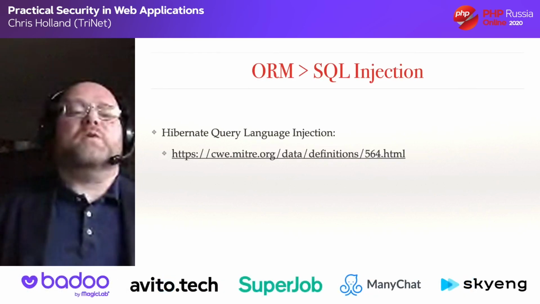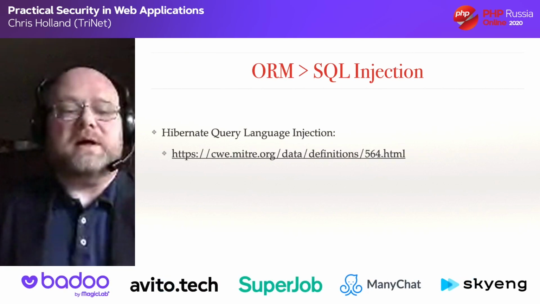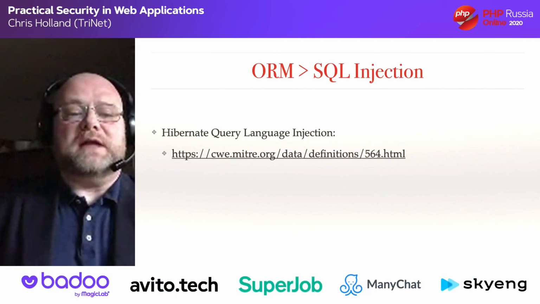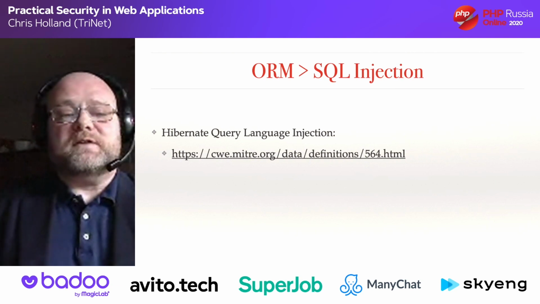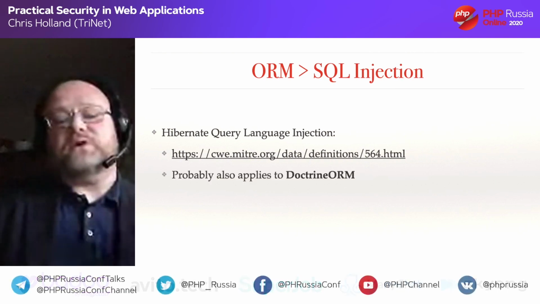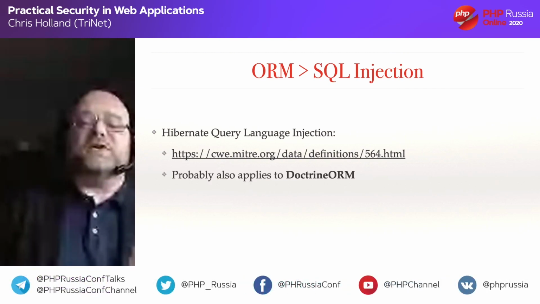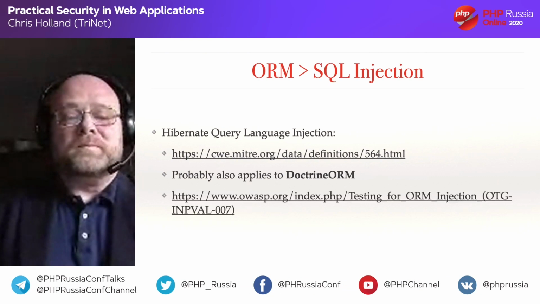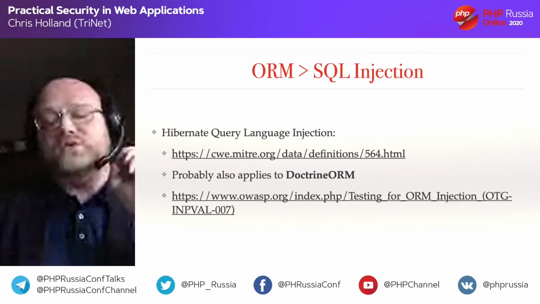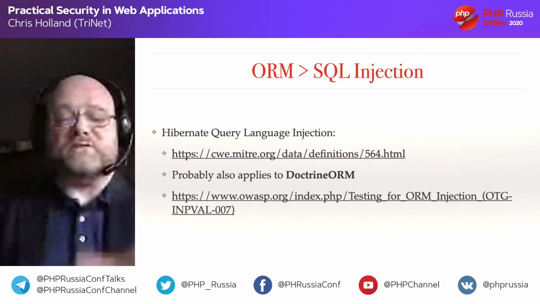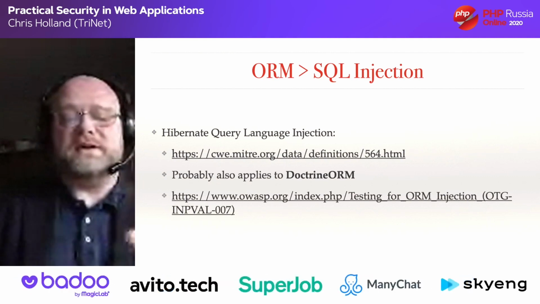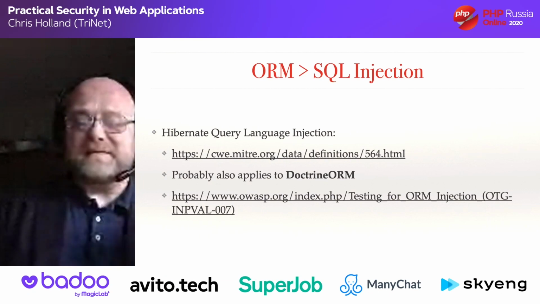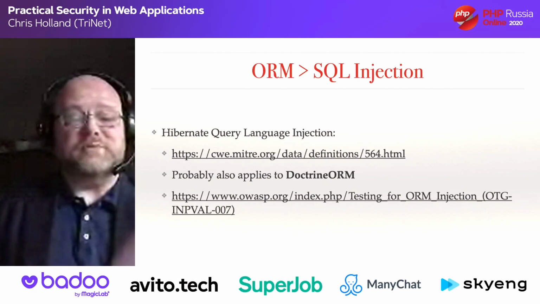So a while back, there was a CVE published for an HQL injection. Since Hibernate Query Language is the same as Doctrine ORM's, it is conceivable that it could also be extended to Doctrine. Have not verified that. But here I have a link to testing for ORM injection vulnerabilities. So you should always keep it in mind. By and large, if you use an ORM as it is intended, you should be okay.